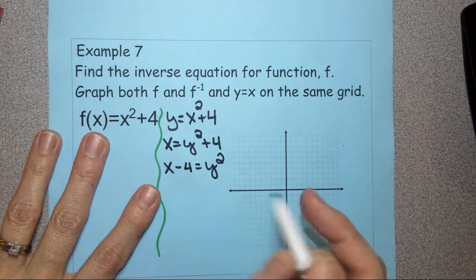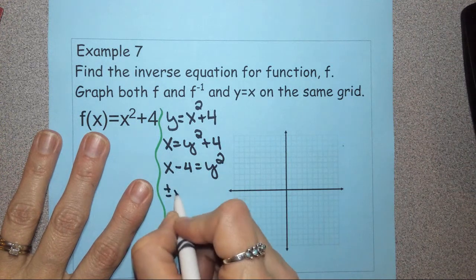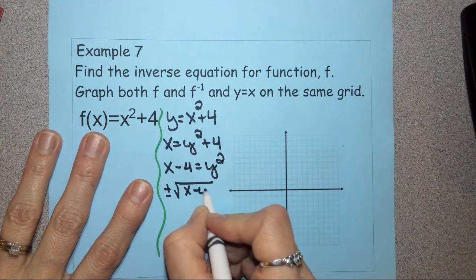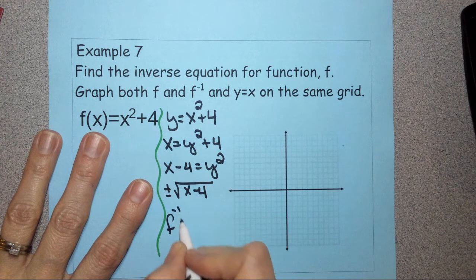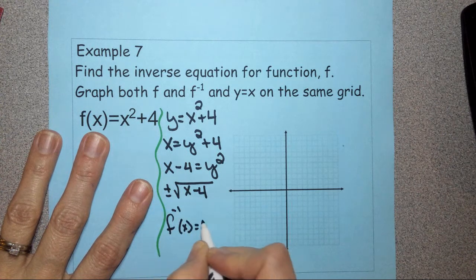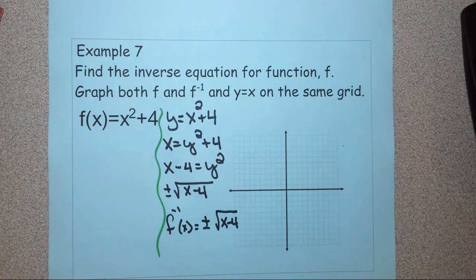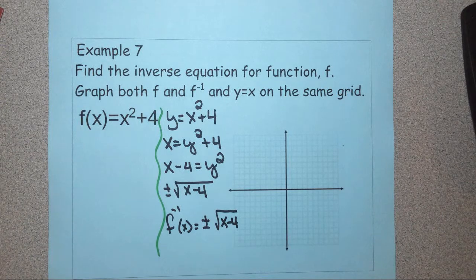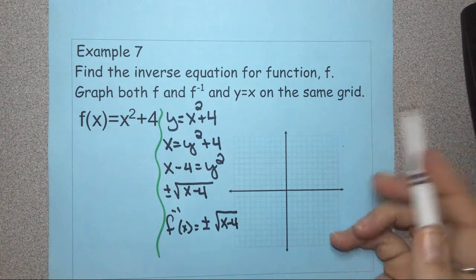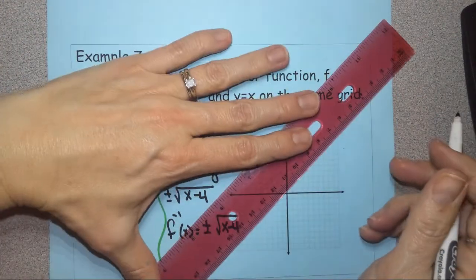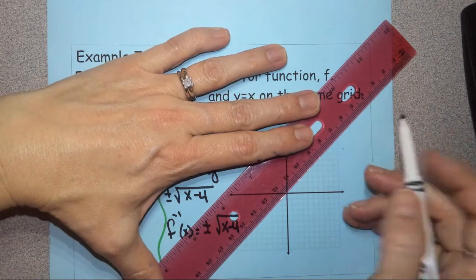I want to undo the square, so I have to square root. So the inverse function is plus or minus the square root of x minus 4. Okay? So I'm going to graph x squared plus 4, and I'm going to remember to graph my line y equals x. So I'll do that one first. My line y equals x.